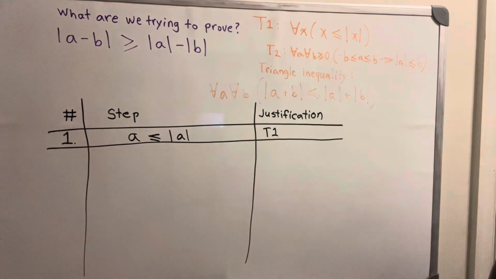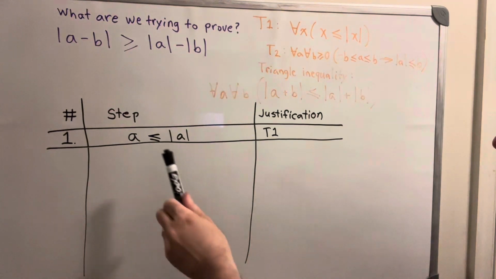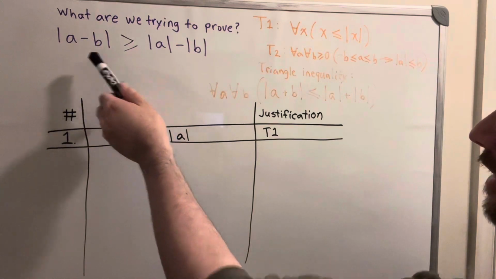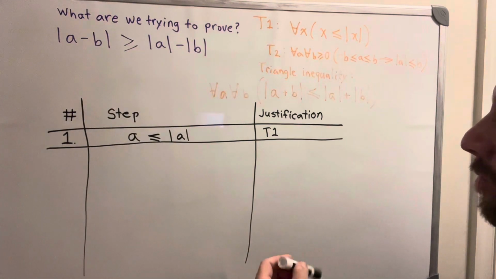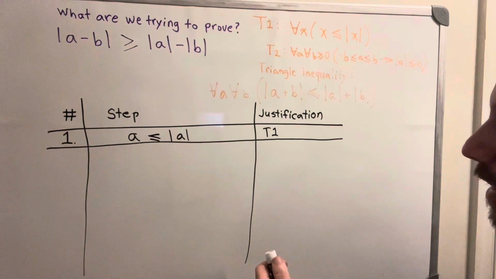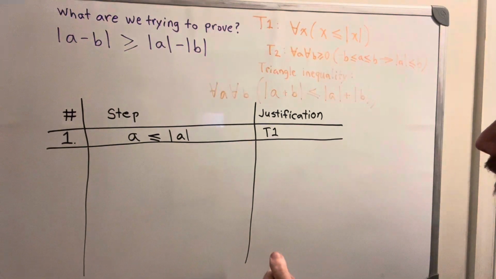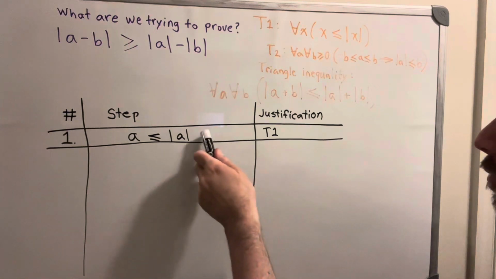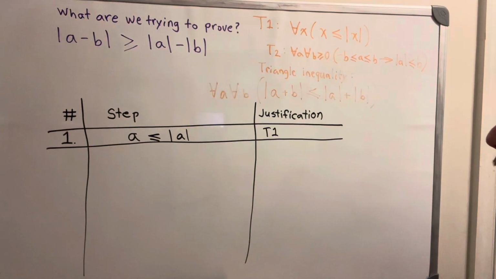I put back on the board what exactly we're trying to prove. We're trying to get from valid starting statements to this. We're trying to prove that the absolute value of A minus B is greater than or equal to the absolute value of A minus the absolute value of B. And we have these things to work with, and we've started with this. And this is where we have to start getting creative.